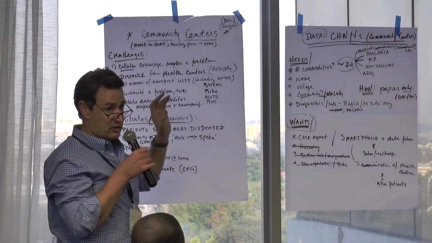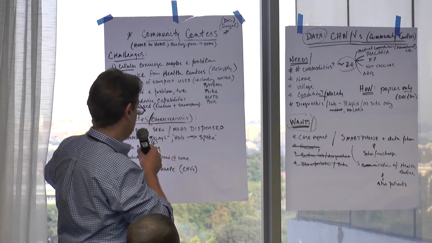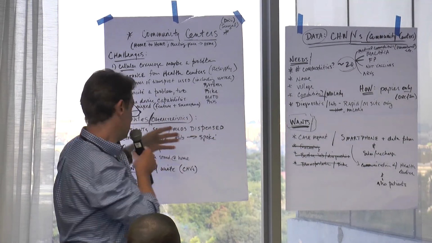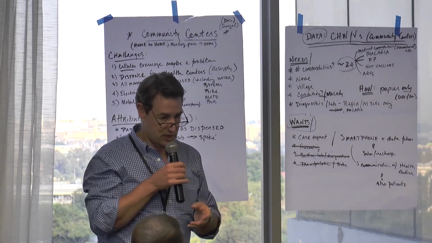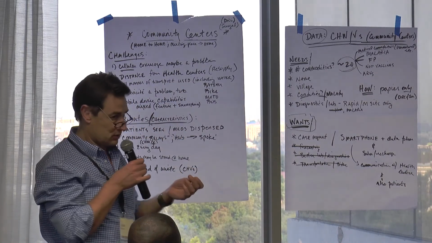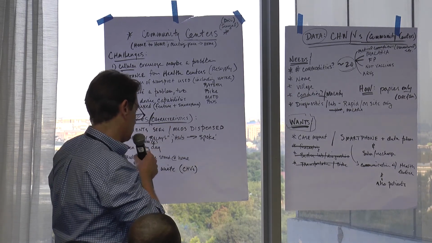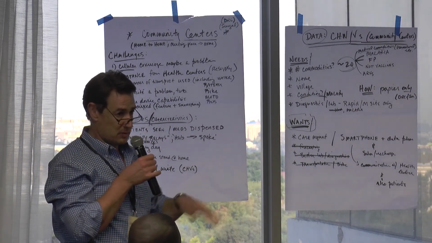Obviously, cellular coverage and electricity are big problems. The mobile device ranges from feature phones or super simple cell phones to smartphones, but the smartphones are few and far between.